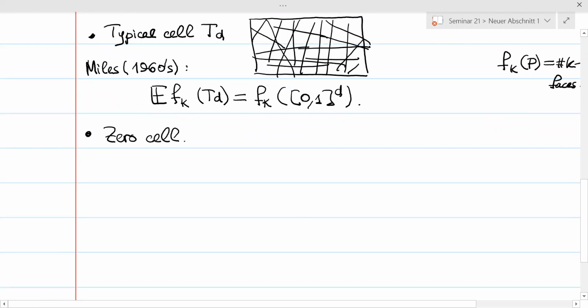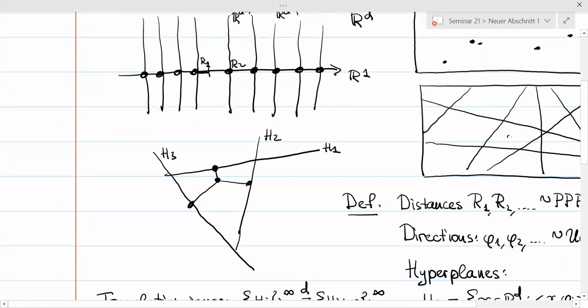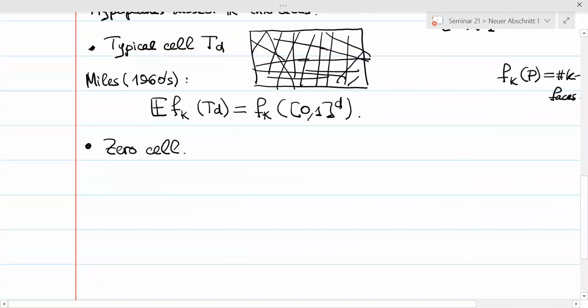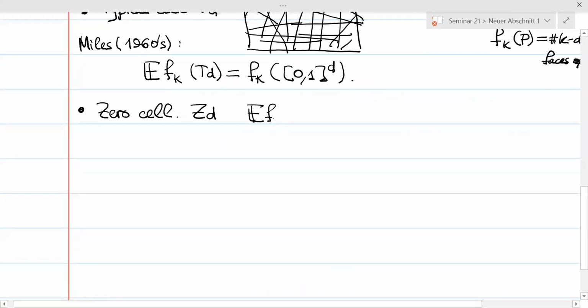And it is defined in a very simple way. It is just the cell which contains zero. So if the origin is here, then this is going to be the zero cell of the Poisson tessellation. Zero cell, let me call it Z_d, d is the dimension. And now, what is known about the expected number of faces of Z_d? So in this talk, I will try to compute it.